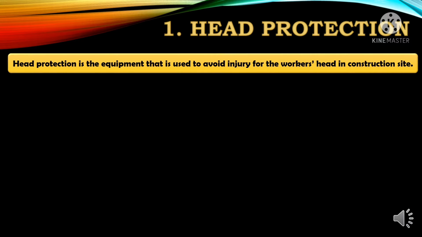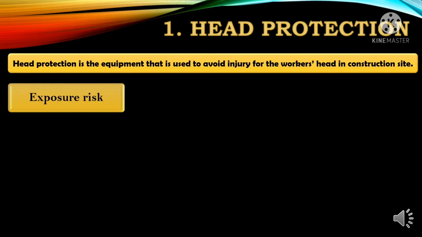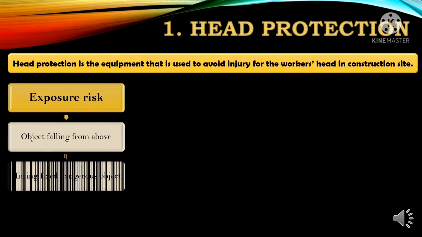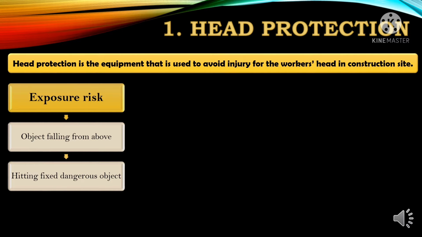Okay, the first one is head protection. Head protection is obviously the equipment that is used to avoid injury for the worker's head in construction site. So, head protection is important because the workers are exposed to objects falling from above and hitting fixed dangerous objects.